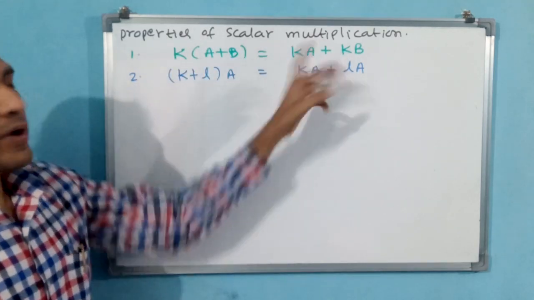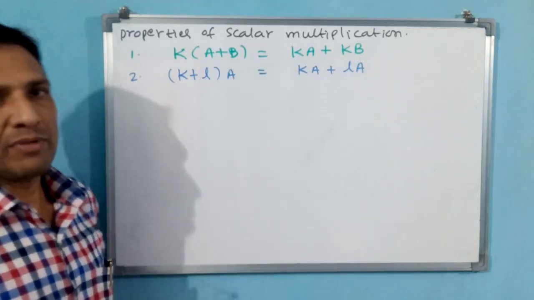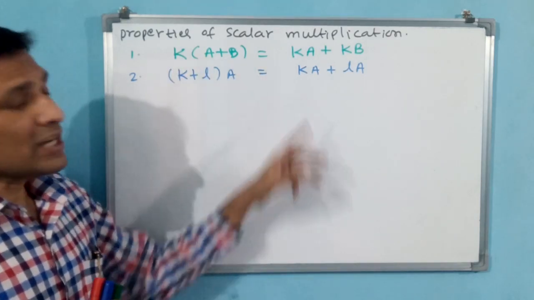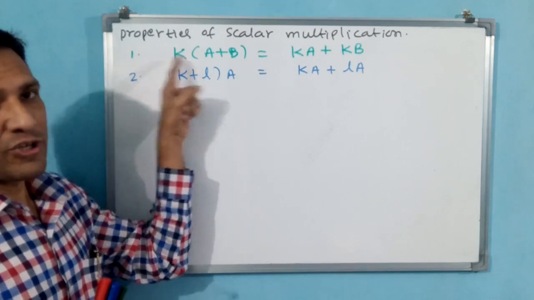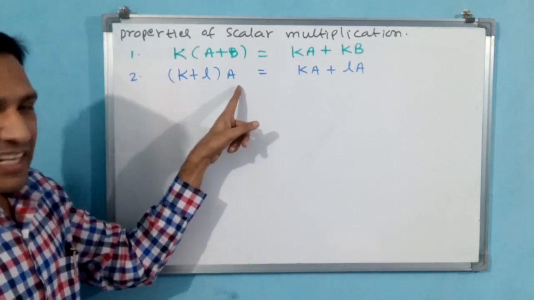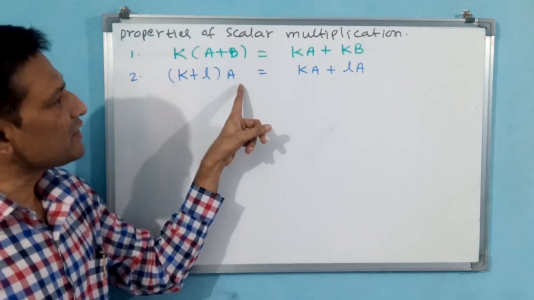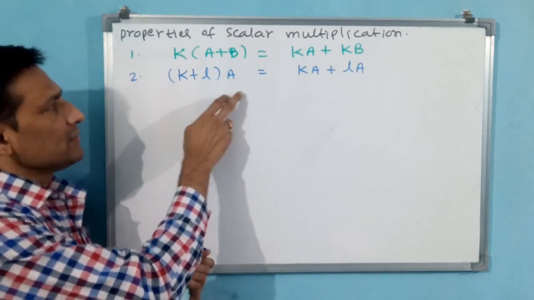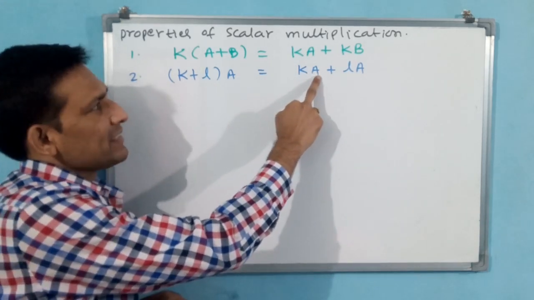Now you see here, properties of scalar multiplication. k into (a plus b) is equal to ka plus kb. We can say this as k distributing on a and b. Scalar distribution on matrix, ka plus kb. Another one: matrix distribution on scalars. You see, a is distributing on scalars, (k plus l) a equals ka plus la. Always you write first the scalar, then the matrix.